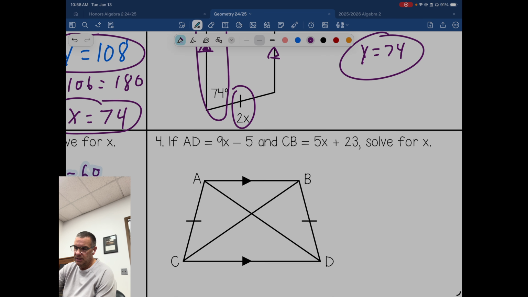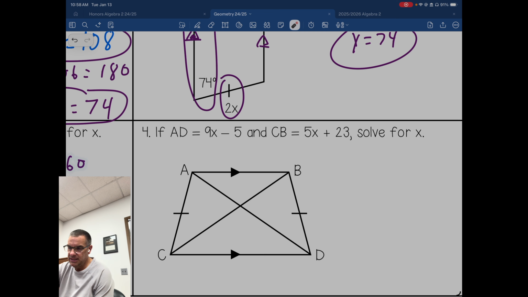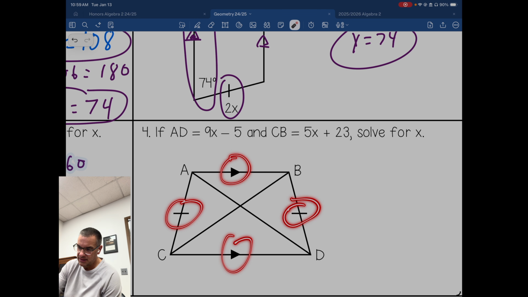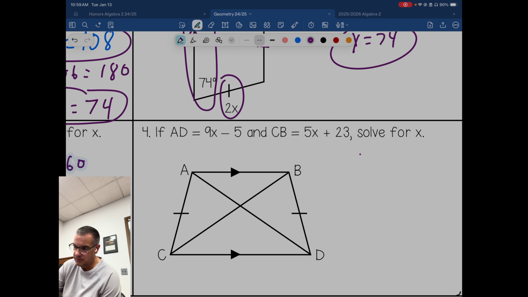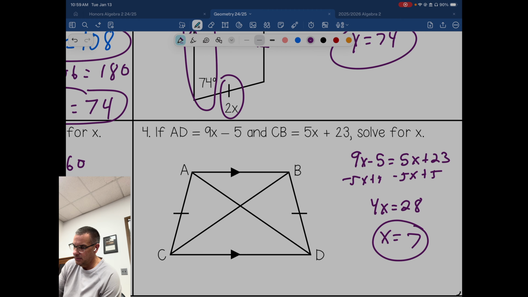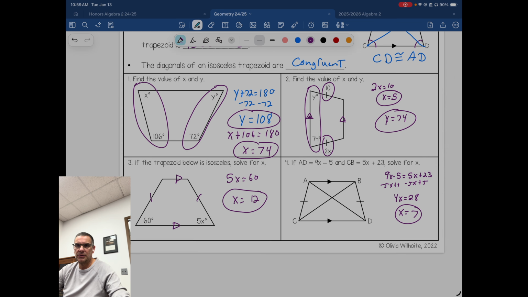And the last one, if AD is, so AD is right here, BC is right here. If AD, so we've got diagonals, it's isosceles. So we've got this, it's a trapezoid. So in an isosceles trapezoid, the diagonals are congruent. So 9x minus 5 has to equal 5x plus 23. Subtract 5x, add 5, you get 4x equals 28, you get x is equal to 7. And there's your solution for those first 4 examples.